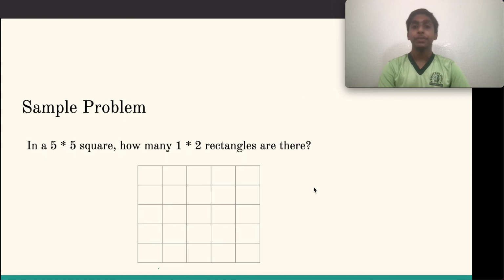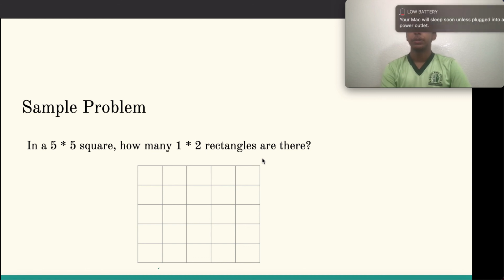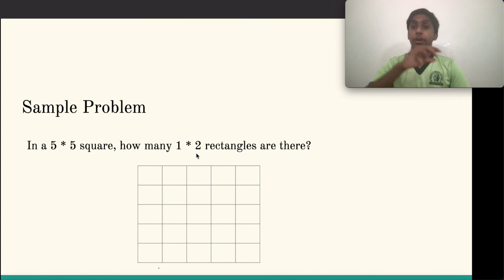Okay, so here's our sample problem. In a 5 times 5 square, that means there's 5 rows, 5 columns. How many 1 times 2 rectangles are there? So how many rectangles are there with 1 row and 2 columns? So let's try to solve that.